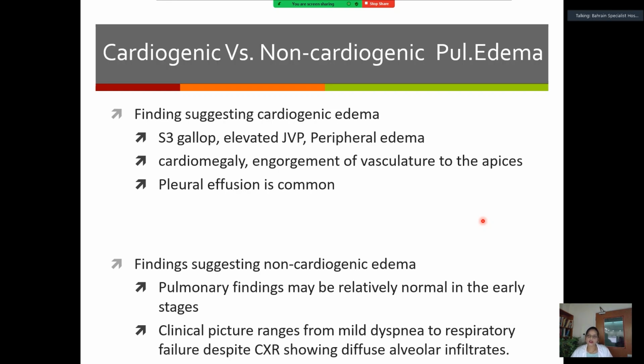Cardiogenic versus non-cardiogenic pulmonary edema. In cardiogenic pulmonary edema, S3 gallop is seen, elevated jugular venous pressure and peripheral edema are elicited. Cardiomegaly, engorgement of vasculature to the epiphysis, and pleural effusion are common. Findings suggesting non-cardiogenic edema are that pulmonary findings may be relatively normal in the early stages. Clinical picture ranges from mild dyspnea to respiratory failure despite chest X-ray showing diffuse alveolar infiltrates.